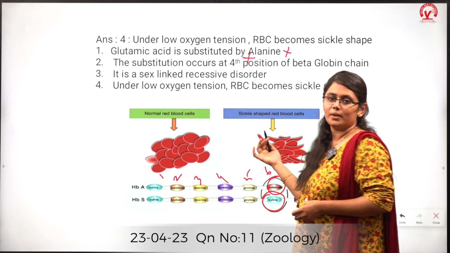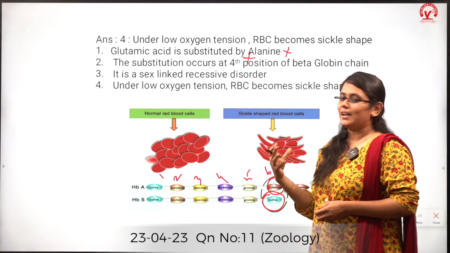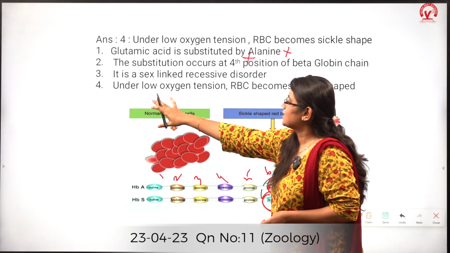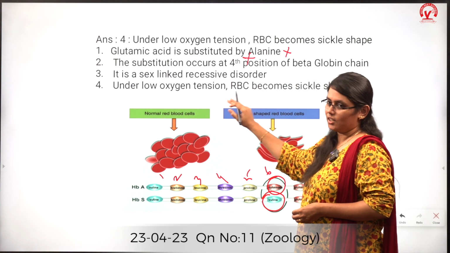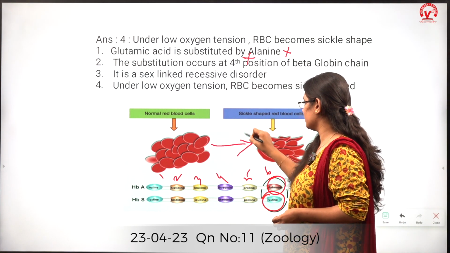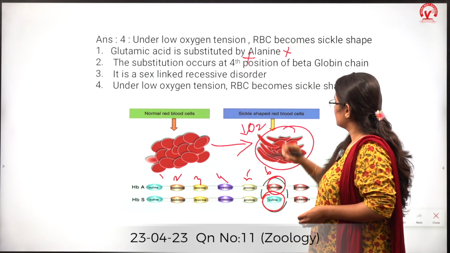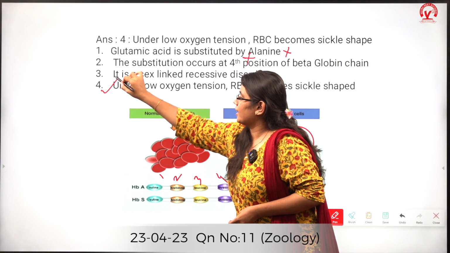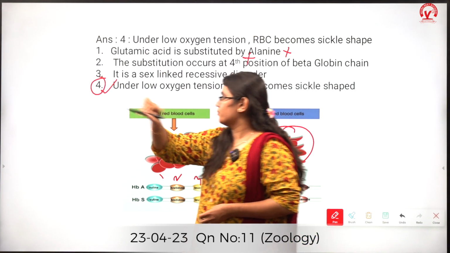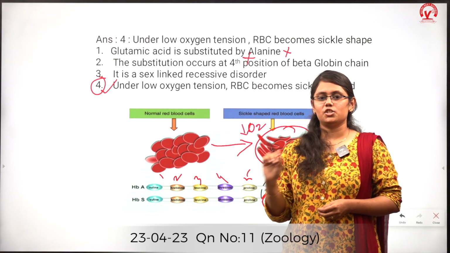It is an autosomal disorder, not a sex-linked disorder. So the parents may be carriers and the child gets the disease. Whereas under low oxygen tension, RBC becomes sickle shaped. Thus the 4th point is correct, whereas other points are wrong. So the answer will be option 4, under low oxygen tension, RBC becomes sickle shaped.